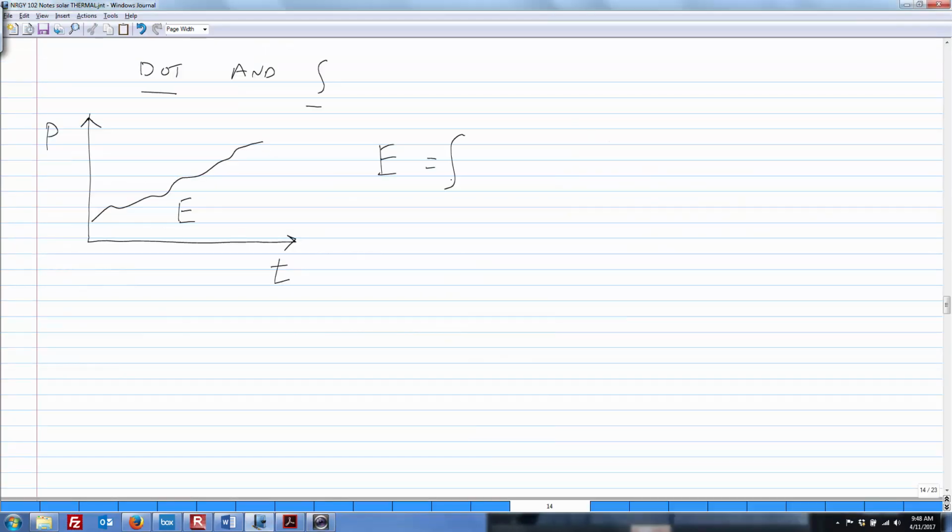Energy equals the integral of power with respect to time. So this is energy under here. Another one is that power equals the change in energy over the change in time. What do I mean by that? Well, if I go from here to here, let's do it this way. Here's the change in time, and here is the change in energy.